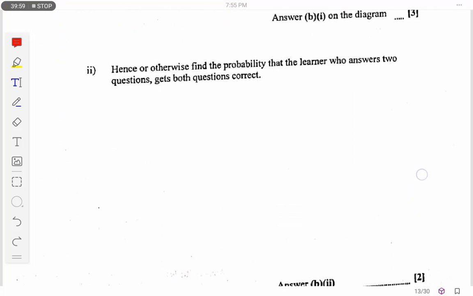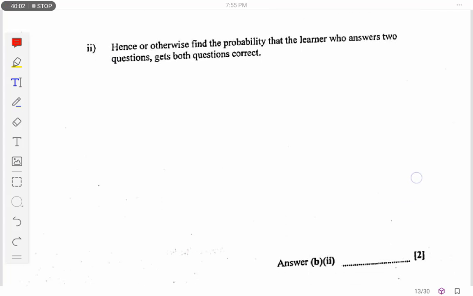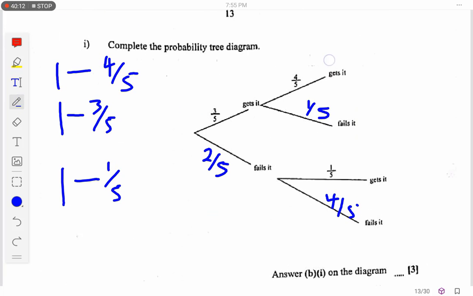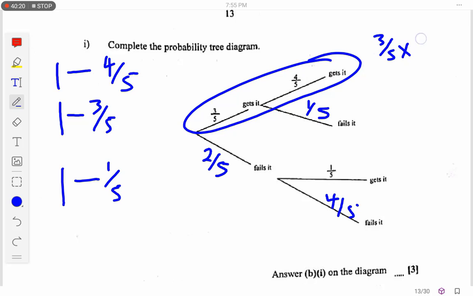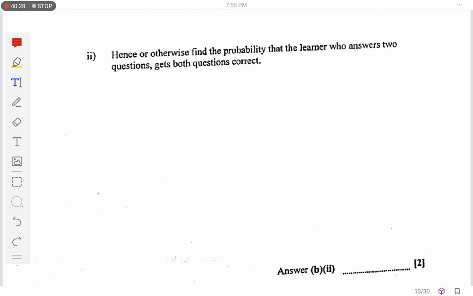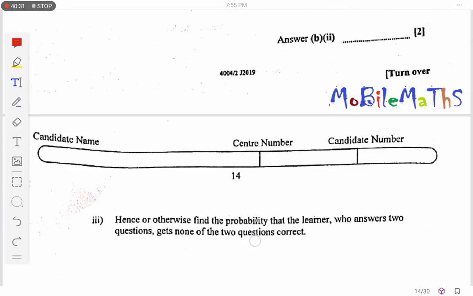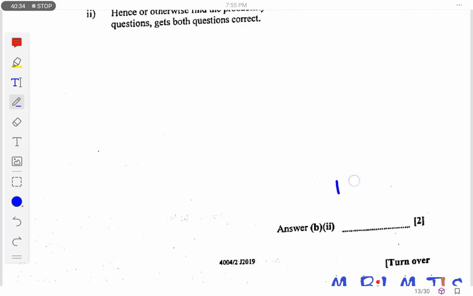The next question is saying, hence or otherwise, find the probability that the learner who answers two questions gets both correct. So this is the condition there. Get it correct, get it correct. So you find out the probability is going to be 3/5 times 4/5 there. That will be the answer. And you will get 3 times 4, that's 12/25. So the probability of this one is going to be 12/25. Okay, let's move on to the next one.